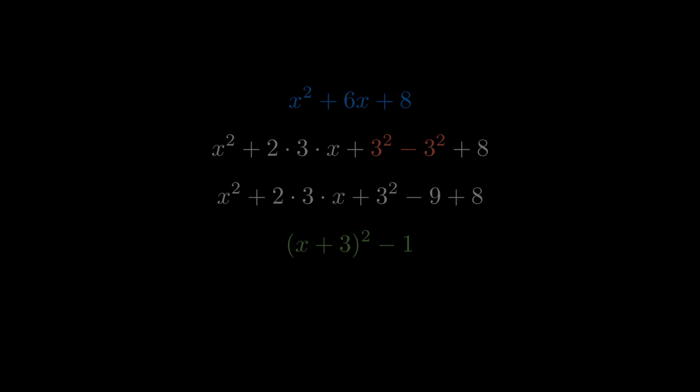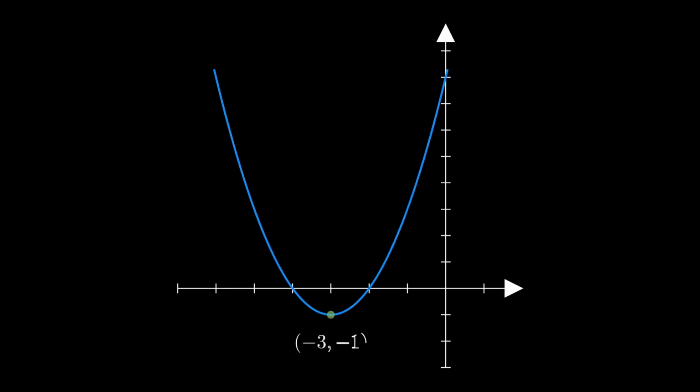Now, let's visualize the quadratic function. Completing the square gives us the vertex form. So we know that the vertex would be at -3, -1. We can also see that the curve intersects the x-axis at -4 and -2.